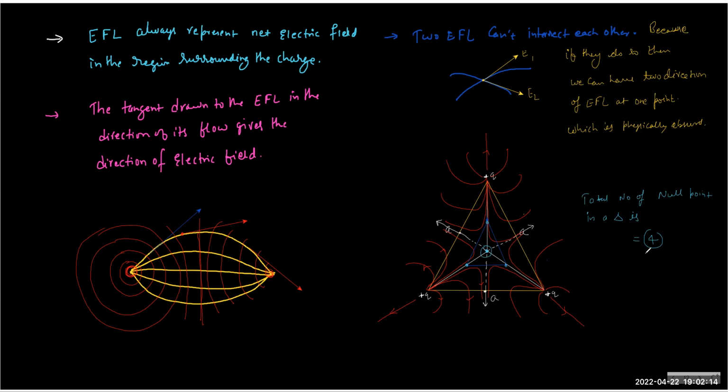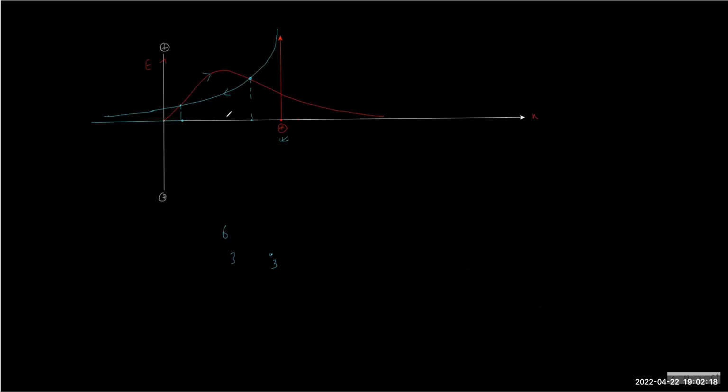Sir, I don't understand the logic. Okay. So for these 3 charges, how many points did we get? Sir, two. The blue is the field of the third charge only, and not the net field.